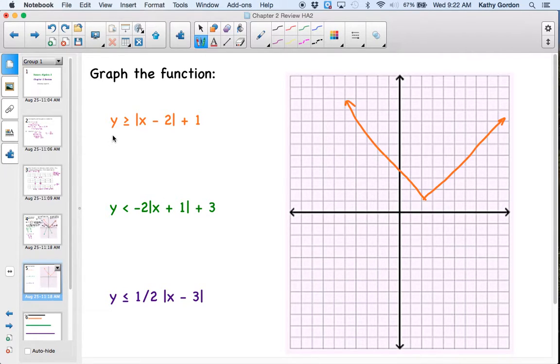What happens if I put in 0 for y and 0 for x? 0 minus 2, absolute value of that, 2, plus 1. Is 0 greater than or equal to 3? No. So which side of the boundary should I be shading on? The inside of the V.